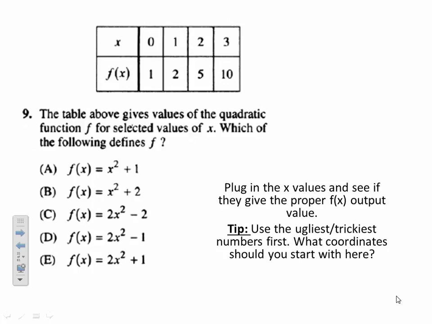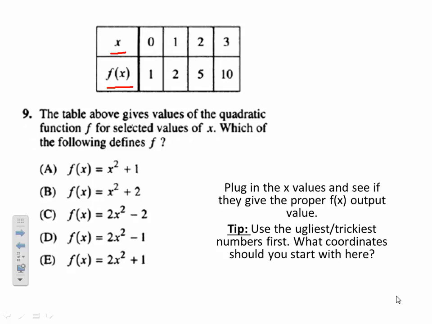This is question 9 in test 6, section 2. So it says the table above gives values of the quadratic function f for selected values of x. Which of the following defines f? So just remember that these f of x values are like the y values when you input these x values.